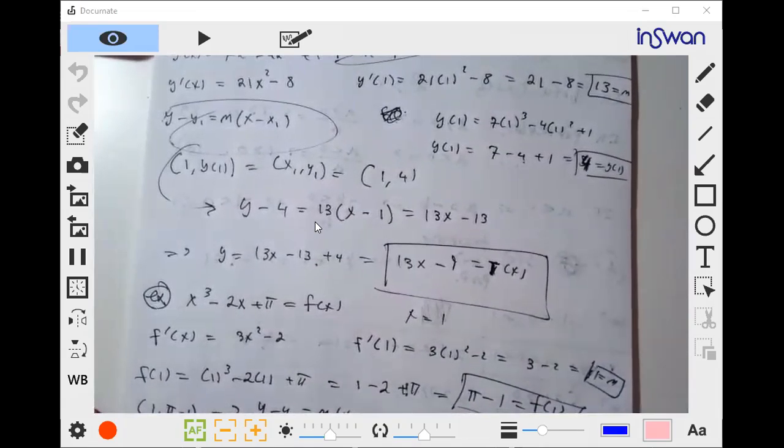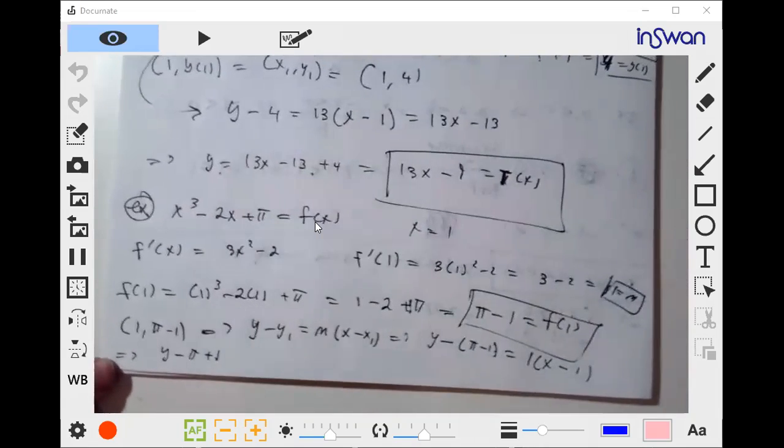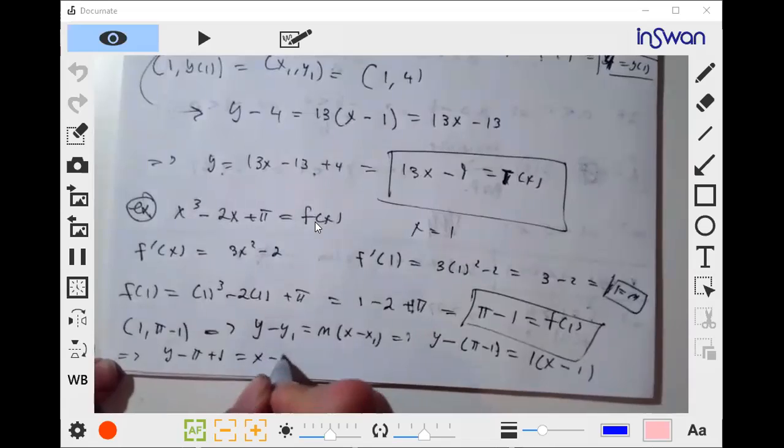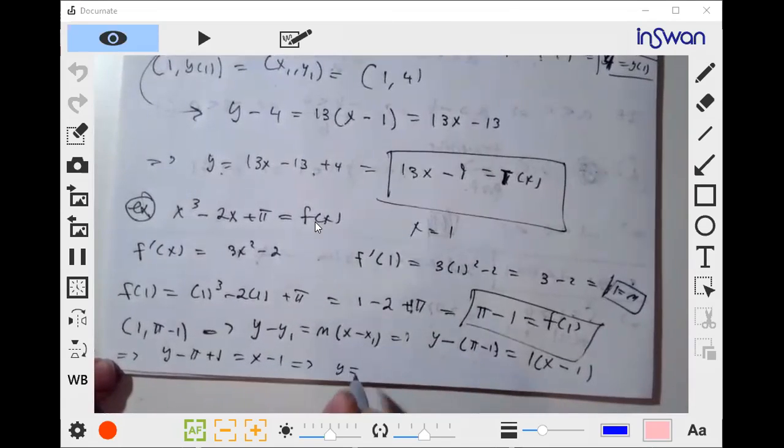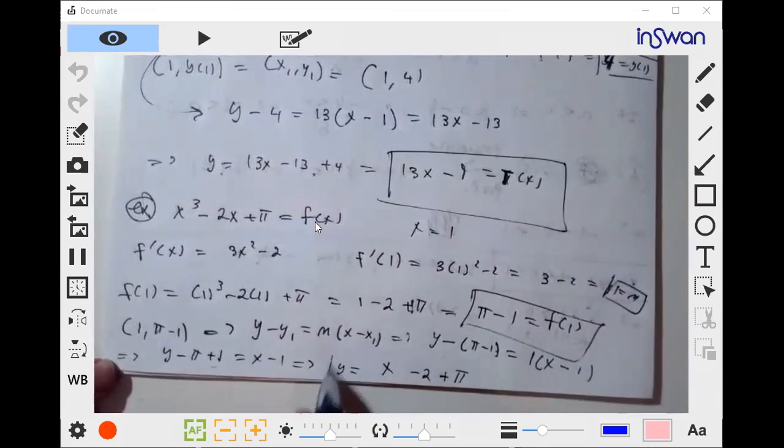So that implies we get y minus pi plus 1 when you distribute the negative in here, is equal to x minus 1. That implies y is equal to, when I subtract the 1 from both sides, I get a minus 2, when I add pi, I get a plus pi, and this x stays here. So this is our equation.